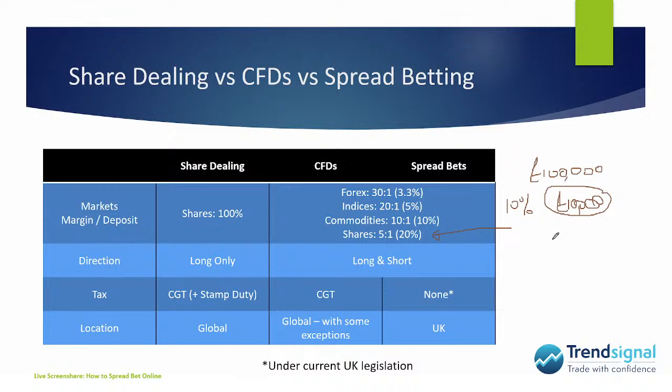Does this all make sense so far, everybody? If you've never traded derivatives before, let me know. Does this make sense? Give us a quick yes or a no.